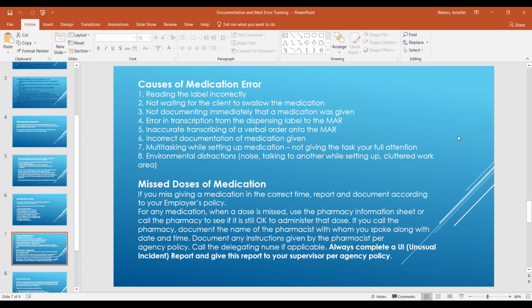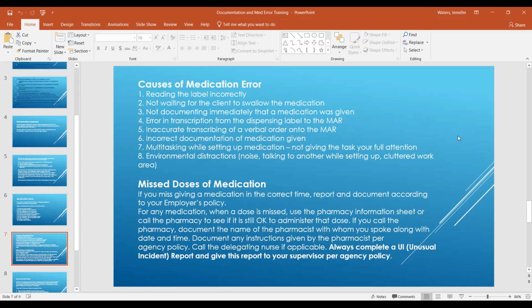When you give medications, make sure you have everything in front of you that you need. If you need gloves, make sure you have the medication book or the MAR, and a pen, so that you're not having to get up in the middle of administering meds. Be aware of your distractions. If you miss giving a medication in the correct time frame, remembering we have an hour before or an hour after, report and document according to your employer's policy.